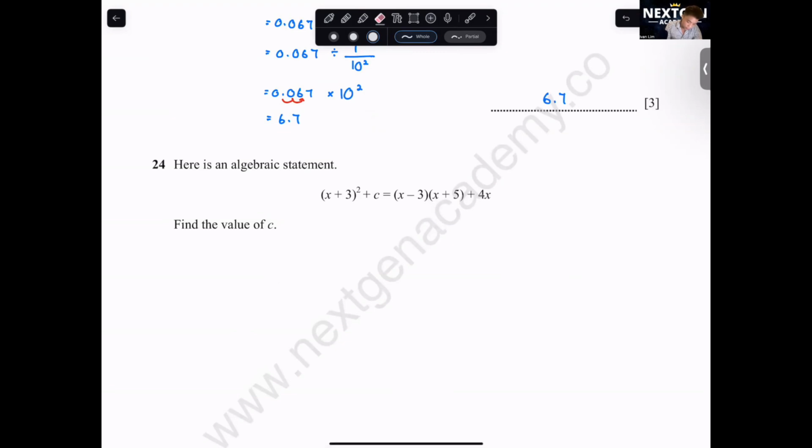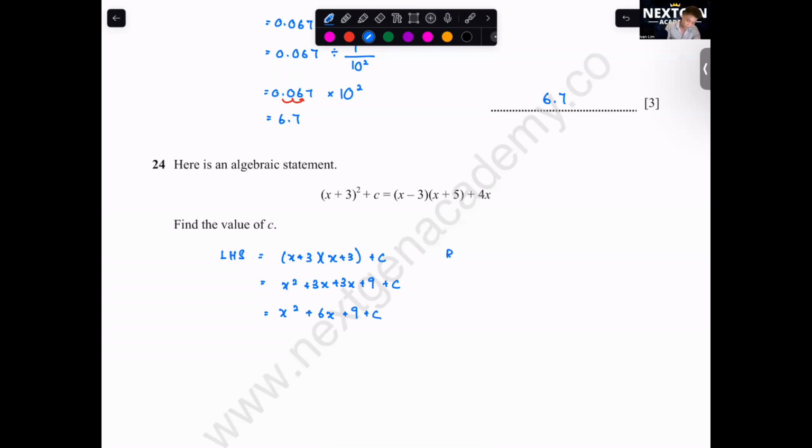Okay, x plus 3 squared, you can open up like this first. x plus 3 times x plus 3, plus c. I will do one at a time. So we call this LHS. LHS means left hand side. You can do it simultaneously also, it's okay, but we focus one at a time. So x squared plus 3x plus 3x plus 9 plus c. x squared plus 6x plus 9 plus c. This is our left hand side. Right hand side, x minus 3 times x plus 5, plus 4x. x squared plus 5x minus 3x minus 15 plus 4x. x squared plus 2x plus 4x, here will be plus 6x minus 15.